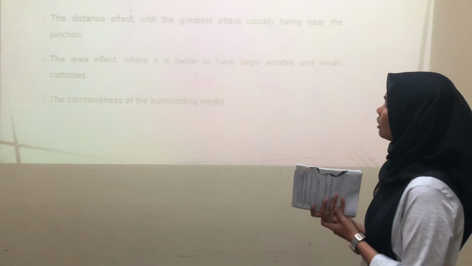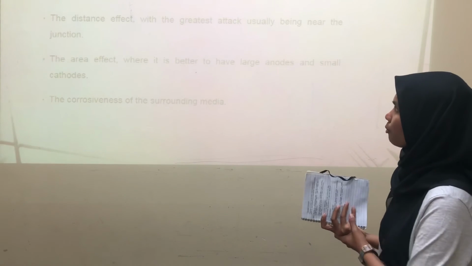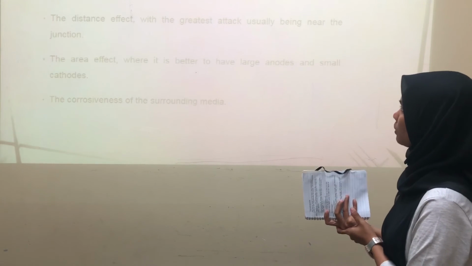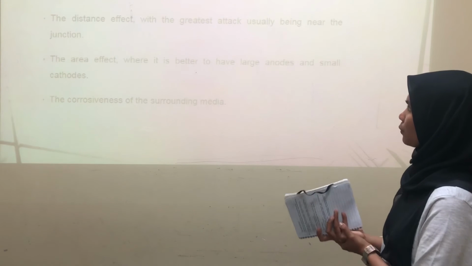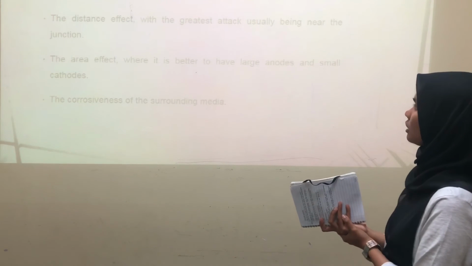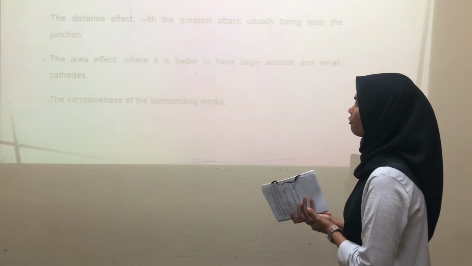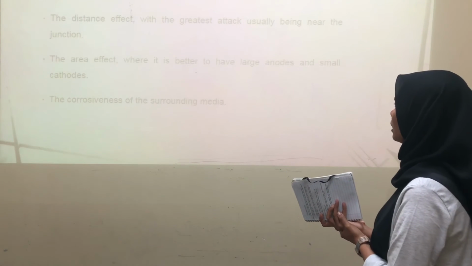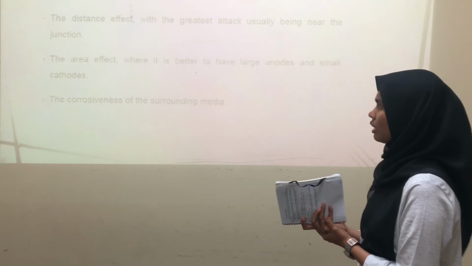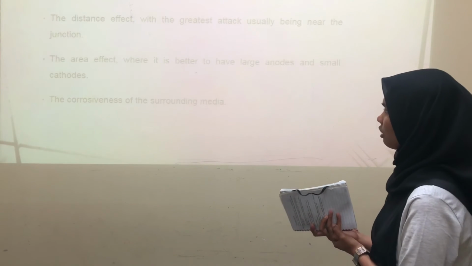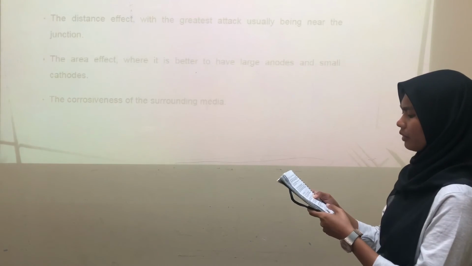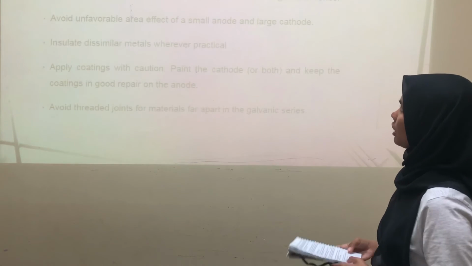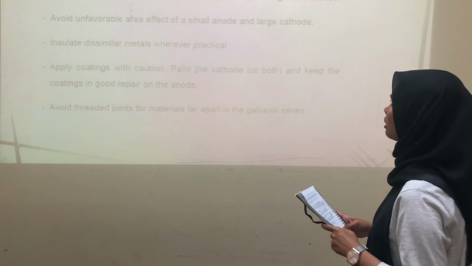Next. Okay, ni faktor dia. The degree of potential difference between the two metals, the distance effect with the greatest attack usually being near the junction, the area effect where it is better to have a large anode and small cathode, and the corrosiveness of the surrounding media.